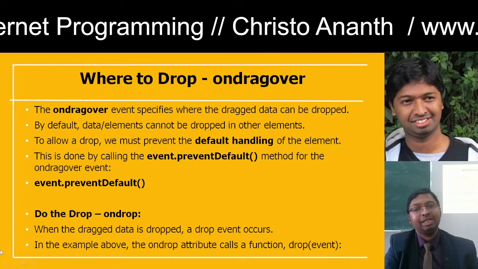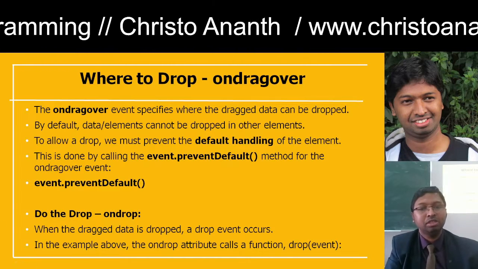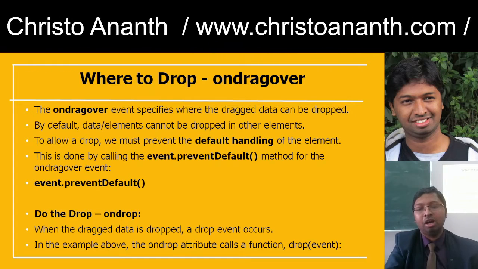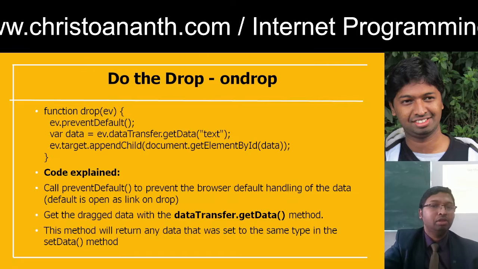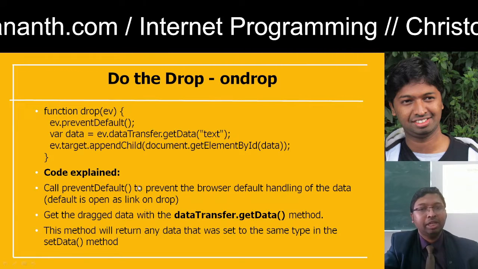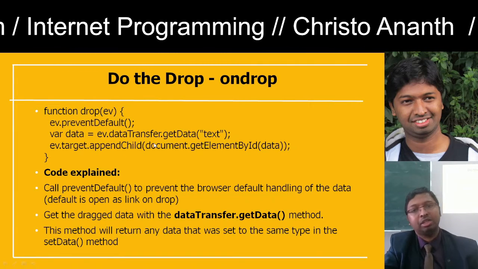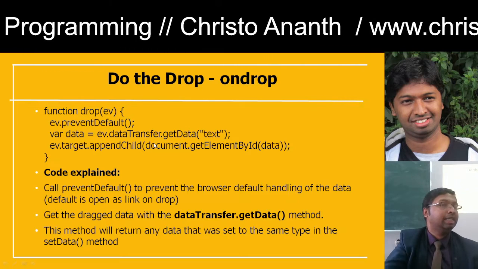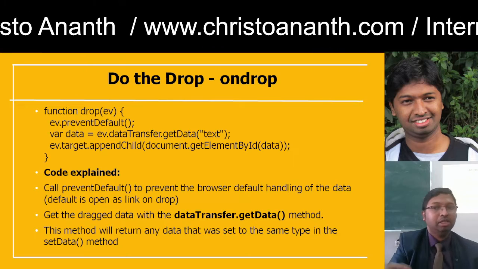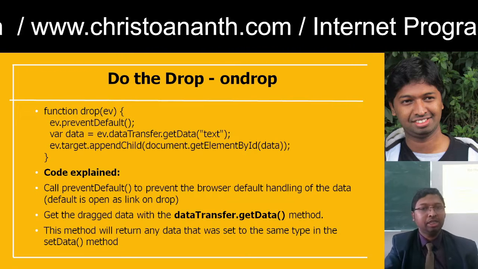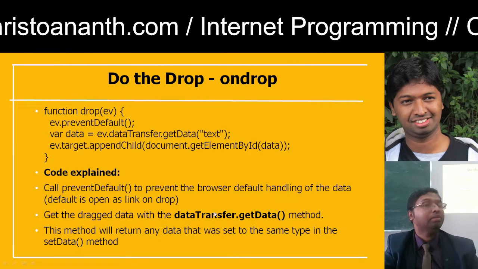So when the drag data is dropped, the drop event occurs, and you can use the ondrop attribute. Okay. So function drop(event), event.preventDefault, var data equal to event.dataTransfer.getData of text, and then event.target.appendChild. So you have to append document.getElementById, and you can go with the function.